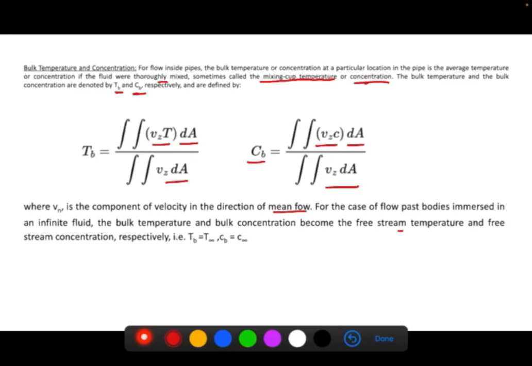For the case of flow past bodies immersed in an infinite fluid, the bulk temperature and bulk concentration become the free stream temperature and free stream concentration respectively, that is, TB equals T infinity and CB equals C infinity.